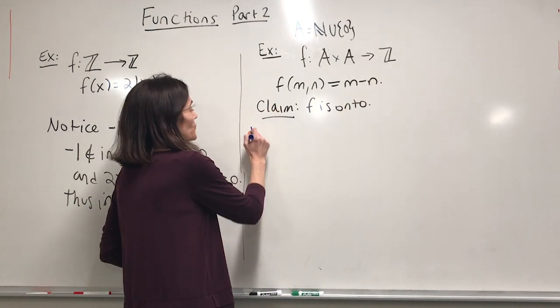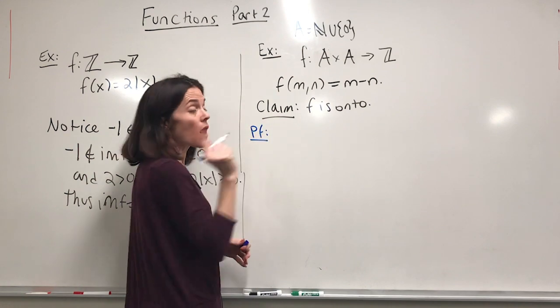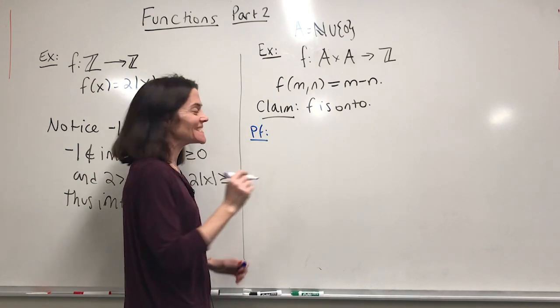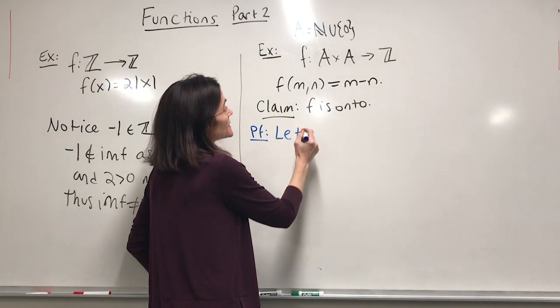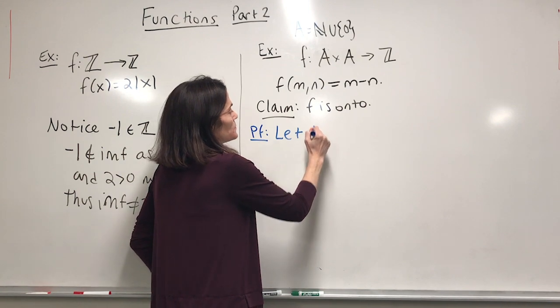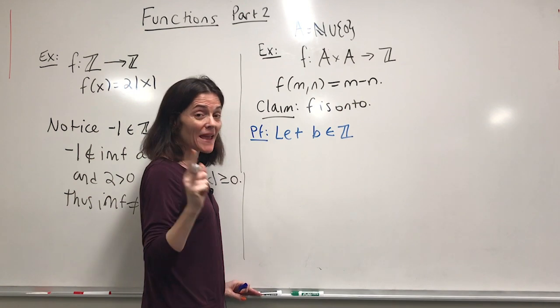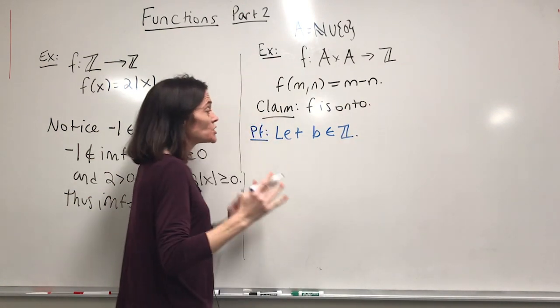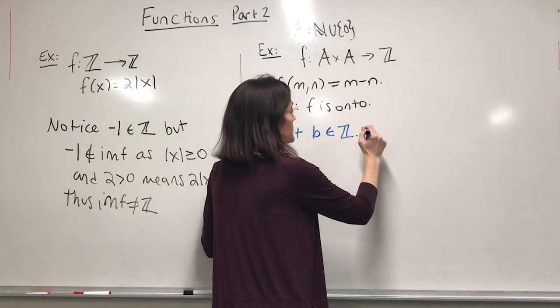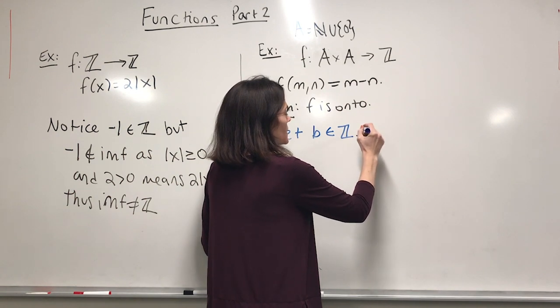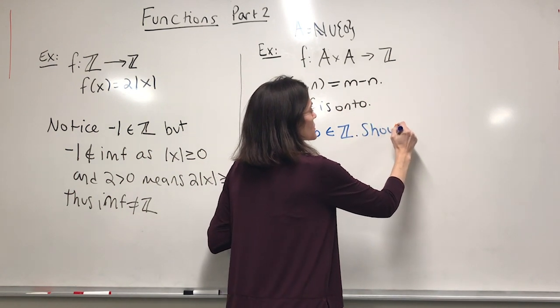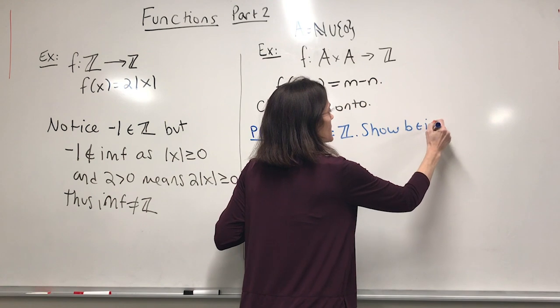Okay, so proof. We always start the same as I did in the last example. We let B be in Z, in the codomain. And then we want to show B is in the image. I'll just write it that way here. Show B is in the image of F.